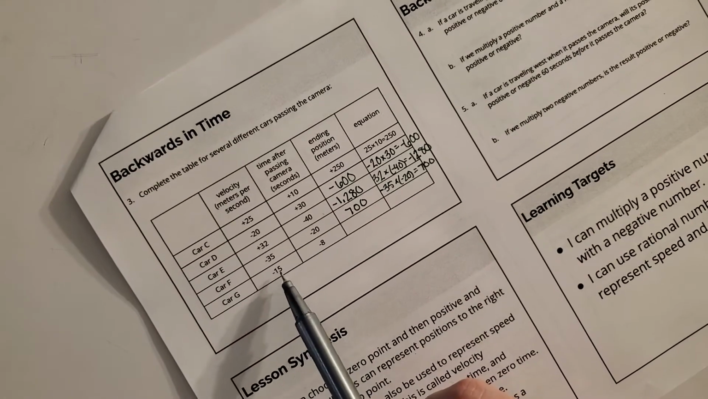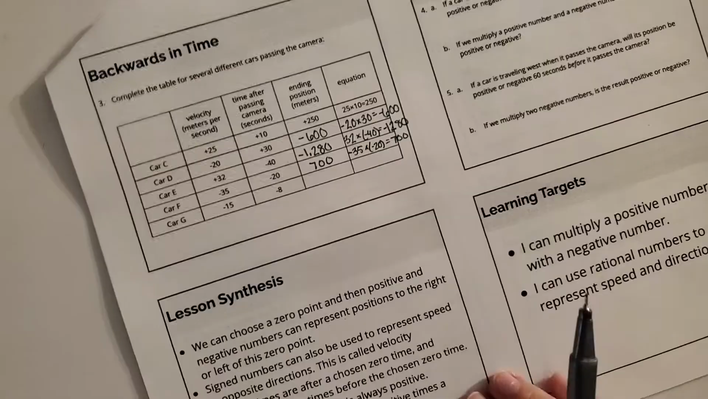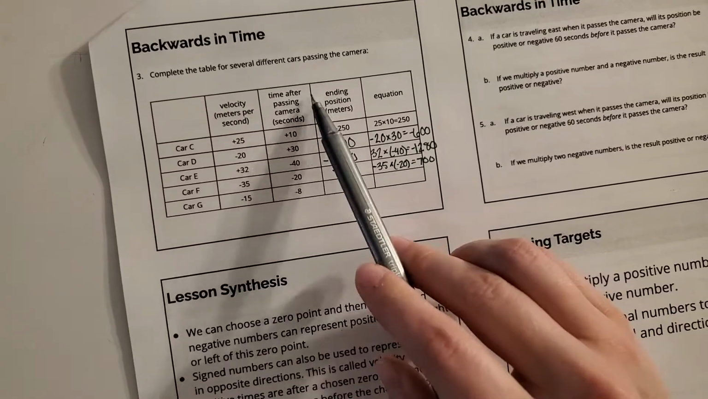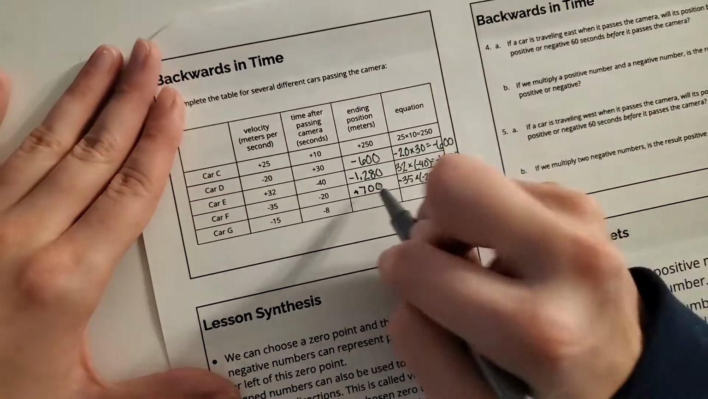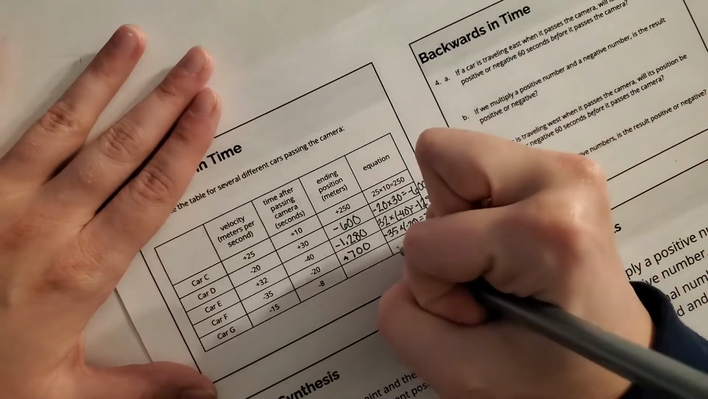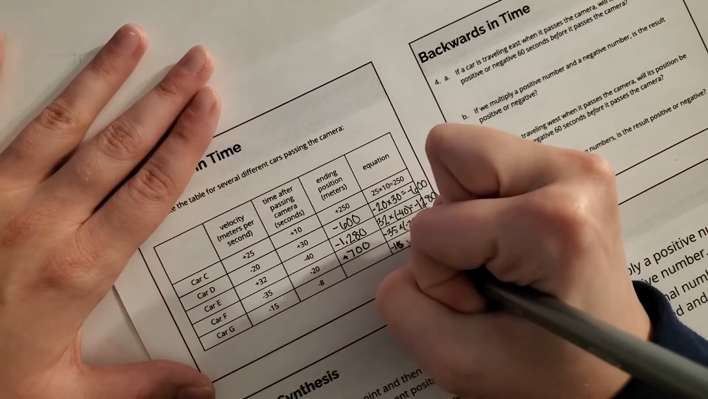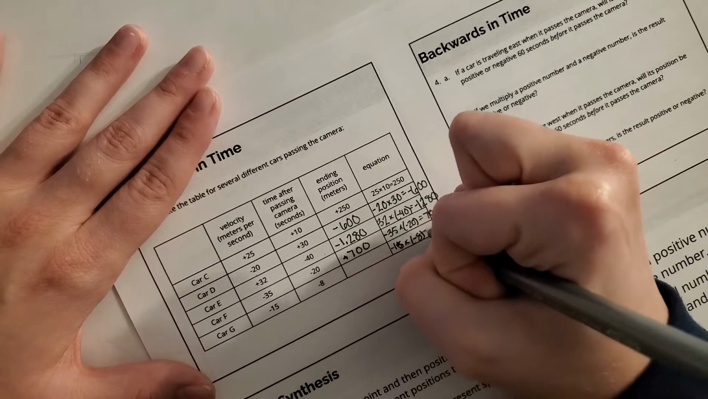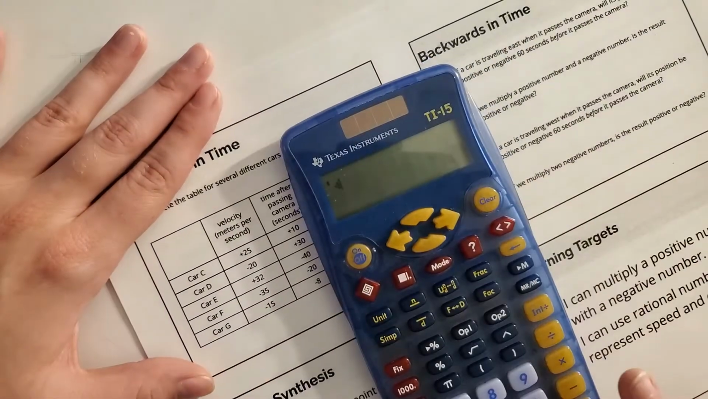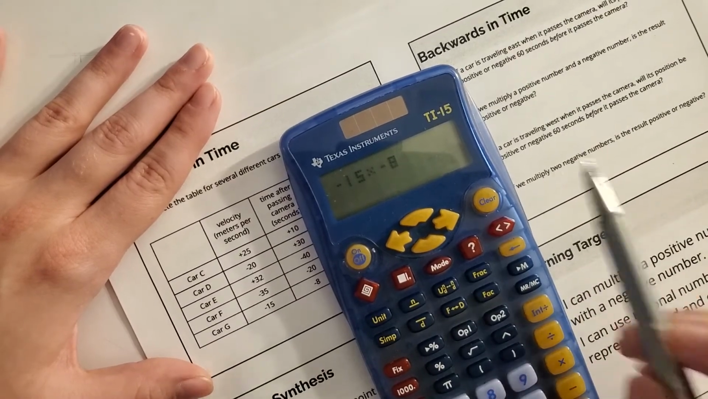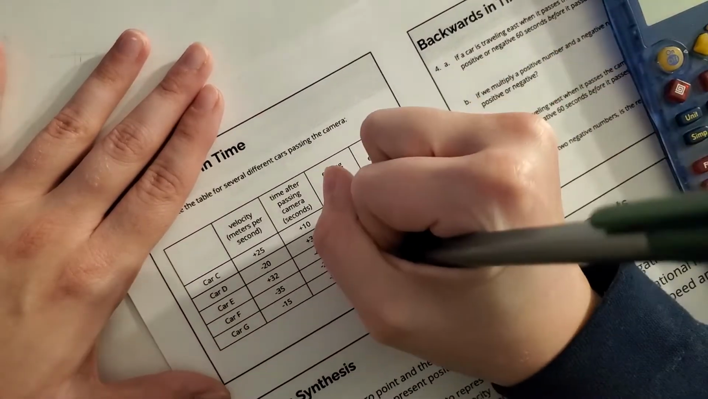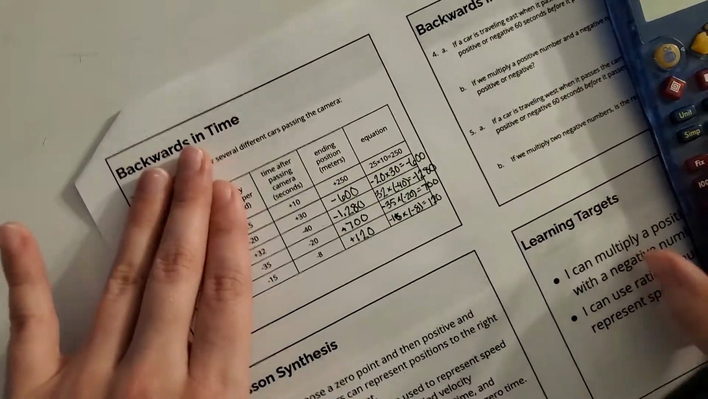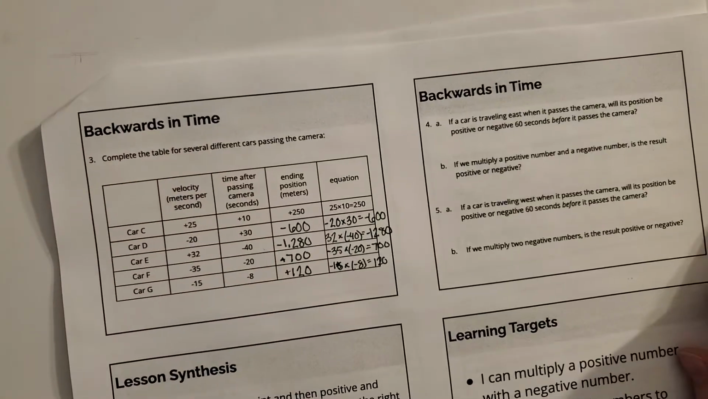Same thing here. We have a velocity of negative 15, which means we are moving towards the west. We have a negative time after passing the camera, which means we have yet to pass the camera, meaning our ending position is going to be a positive like the last one we just saw. So negative 15, 15 not 18, times a negative 8 is going to be a positive 120. Okay.